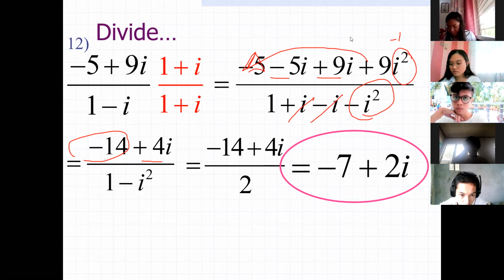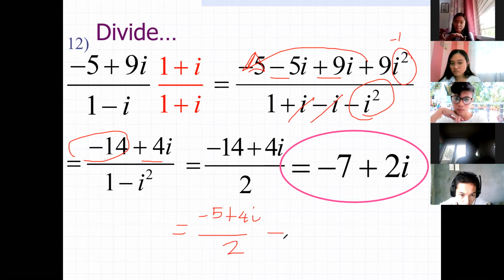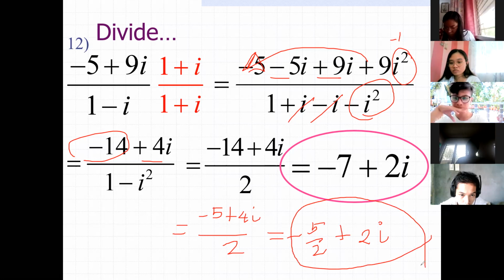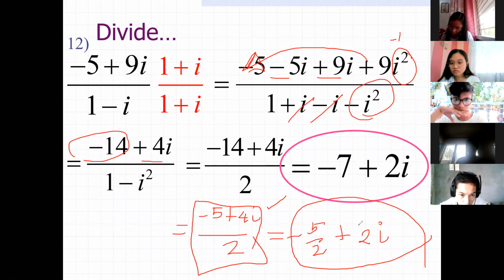In case the denominator cannot divide the numerator, for example, your numerator is negative 5 plus 4i over 2, then your answer is a fraction. So negative 5 halves plus 2i. All answers should be expressed in standard form. Well, of course, if you wish to box your final answer until here, that is considered. But if possible, write your answer in standard form, a plus bi.